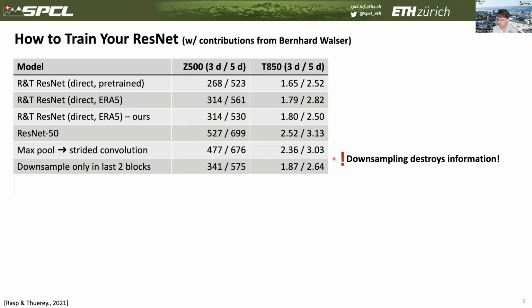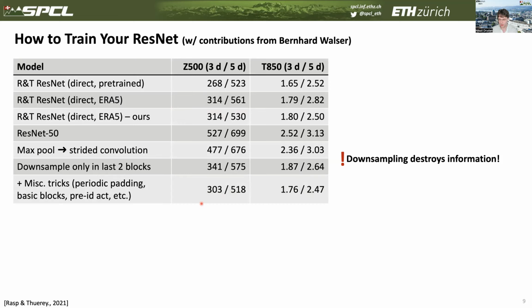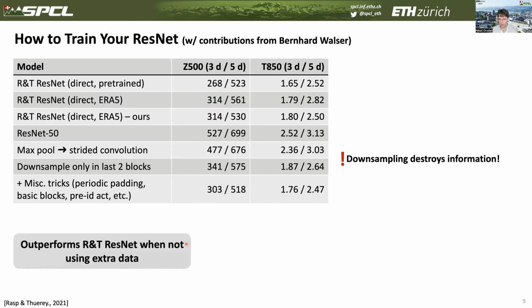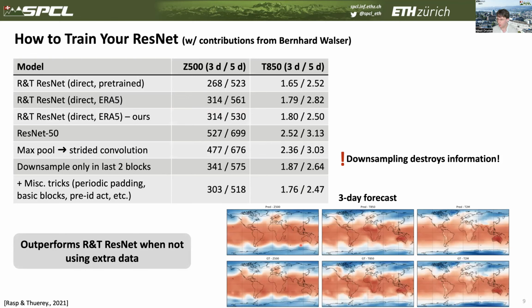So downsampling is important. There are a bunch of other tricks that you can apply. I'm not going to go into details. For example, periodic padding to increase the receptive field and some other architectural changes. And with this, we actually get a network that performs quite well. It outperforms the original Rasp and Thuerey ResNet only when not using extra data. We haven't tried the pre-training yet. And the prediction quality actually looks pretty reasonable. So that's the key point with ResNets, is to try and go through the architectural changes and understand what's important.